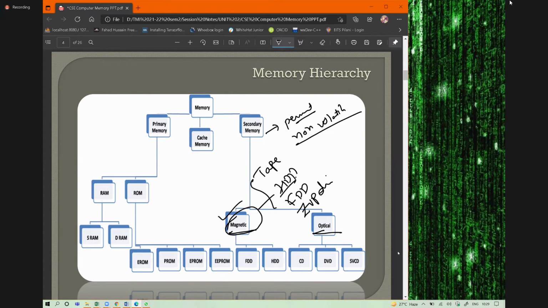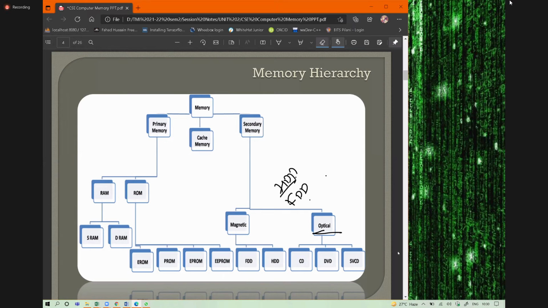Long ago, you may have heard songs on audio cassettes. You know audio cassettes? That is also a magnetic storage device, a secondary memory. I hope this point about secondary memory is clear. So audio cassettes, tape drives, hard disk drives, floppy disk drives, zip drives are called magnetic storage devices. But why do we call them magnetic storage devices?